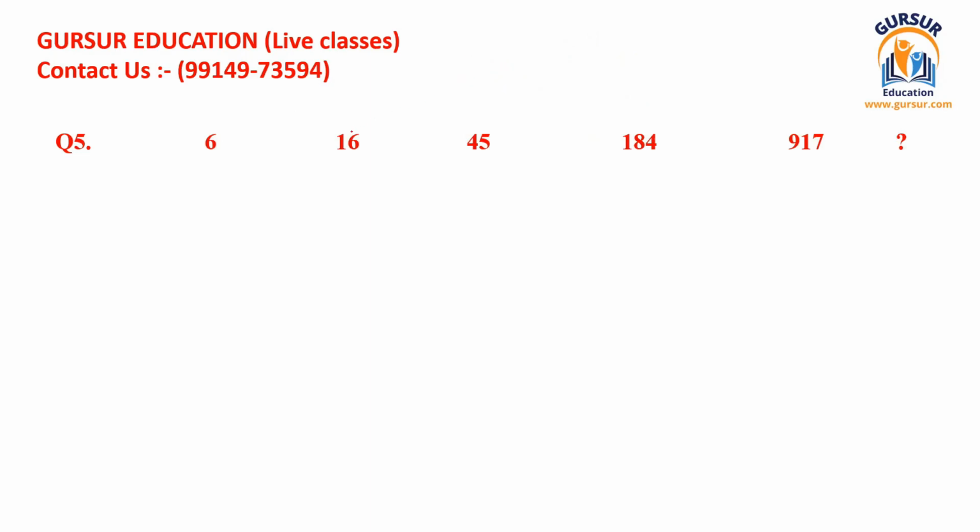We have to find how 16 shall come on the basis of 6, how 45 shall come on the basis of 16, how 184 comes on the basis of 45, how 917 comes on the basis of 184. Now I tell you, I shall be applying the method of multiplication. I'm just writing here how 16 shall come on the basis of 6. First of all, write here 6. We write each and every element. So here we shall write 16. This is also the fastest way of solving the questions.